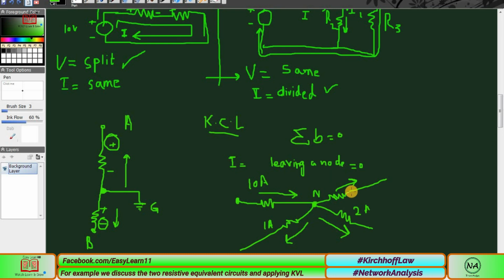So if it is not equal, let's suppose this is not 7, and we consider this as 5 ampere, then there is some current that is missing. 5 plus 2 is 7, plus 1 is 8. So where is the 2 ampere current? Then we would say that 2 ampere current is in the node, which is wrong. The node cannot store the current, and the node cannot lose the current.